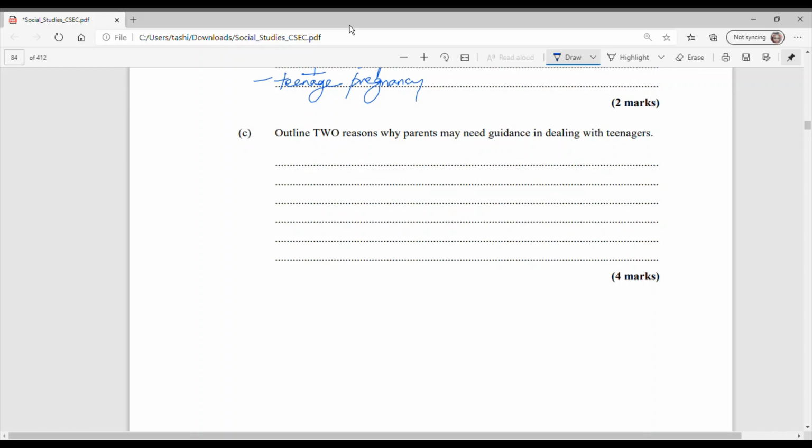Outline 2 reasons why parents may need guidance in dealing with teenagers. So this one is about the parents now. You're not going to speak about the teenager specifically. You're going to explain why these parents may need guidance to deal with the teenagers. So 1, you may have a young mother or younger mothers or mothers who are not knowledgeable about parenting, especially with teenagers. So they may have lack of knowledge relating to guiding the teenagers.